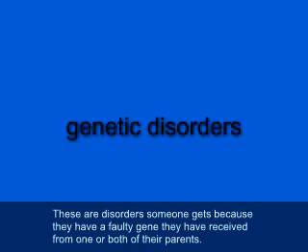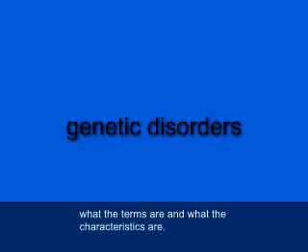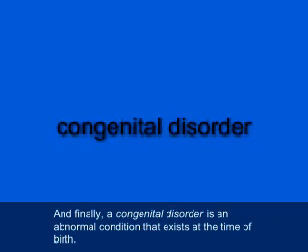Genetic disorders are disorders that someone gets because they have a faulty gene that they received from one or both of their parents. In our textbook there's a list of quite a few genetic disorders, and you should become familiar with these, what the terms are and what their characteristics are. And finally, a congenital disorder is an abnormal condition that exists at the time of birth.